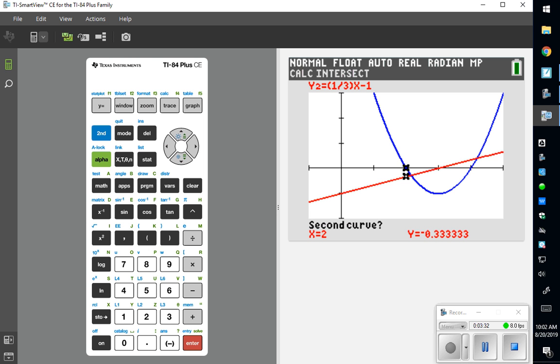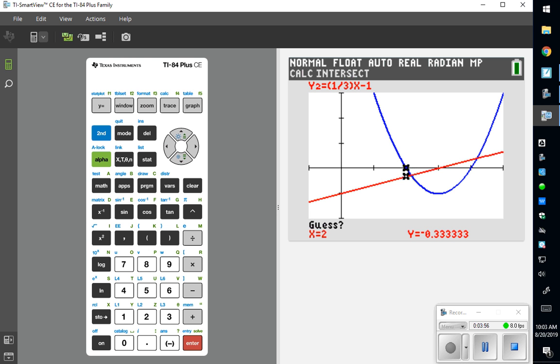Now the cursor moved to the other curve. And it asks you the second question. Is the cursor on the second curve? Yes, it is. We can tell it is, and we can also tell because of the y2 up here. So we press enter to say yes. And now for the third question, it wants a guess. Guess the intersection point. And what it means by guess is move the cursor closer to the intersection point.